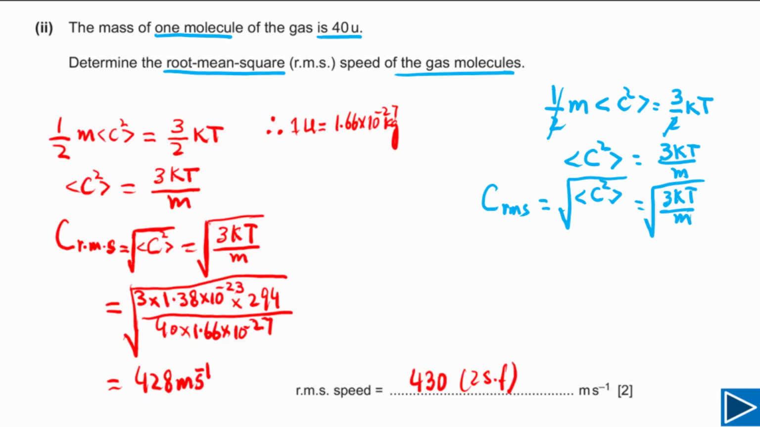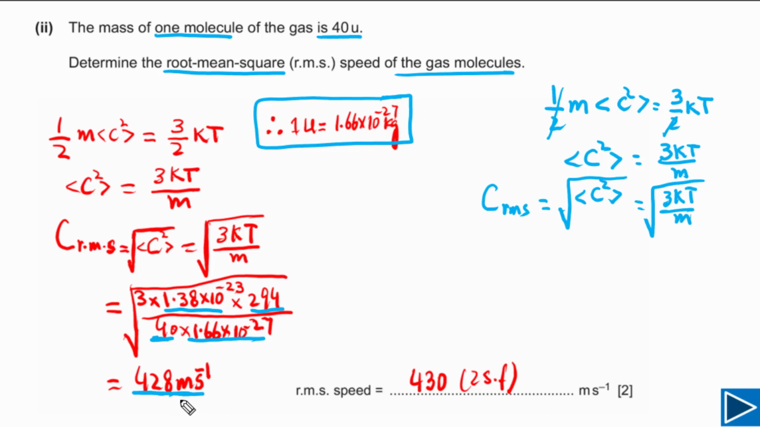In this question, you can see that simply we have plugged in values. This is the value of the Boltzmann constant, and this is the temperature in Kelvins. So you have to use temperature in Kelvins. And this is 40 u. 40 u is given, but 1 u is equal to this value, so you have to convert this into kgs, not in u. That's the reason we have to multiply with this one. And this is our final answer.